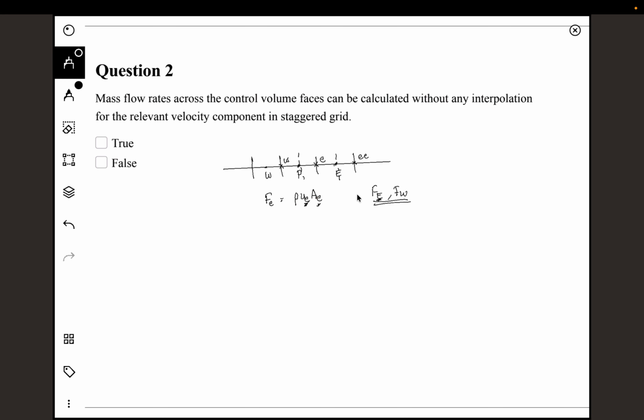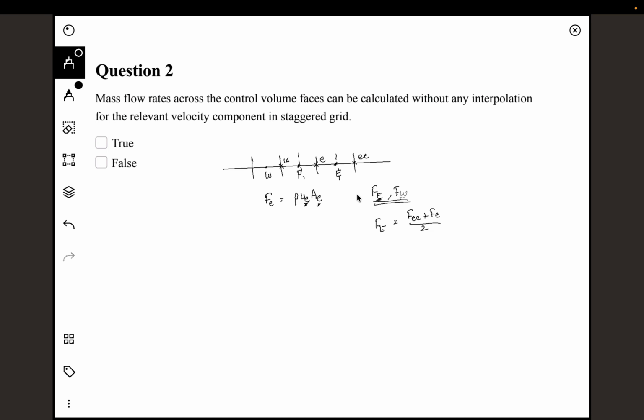And how do I calculate capital Fe and Fw? That is very simple. If I want the flow rate at this point, all I have to do is take average across the neighboring cells. Similarly for Fw, if I wanted this, I can take average of this cell. So Fp, this will be Fp, equal to the neighboring cells Fe plus Fw by 2.